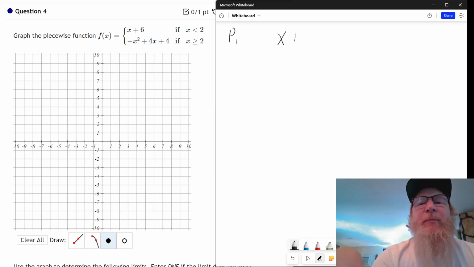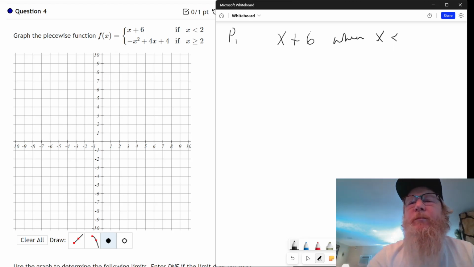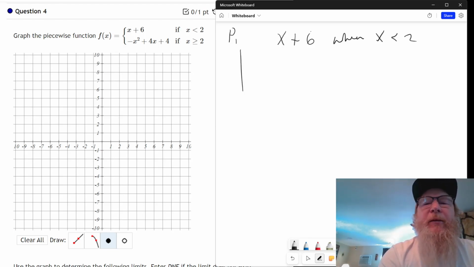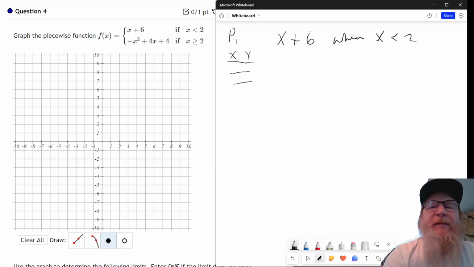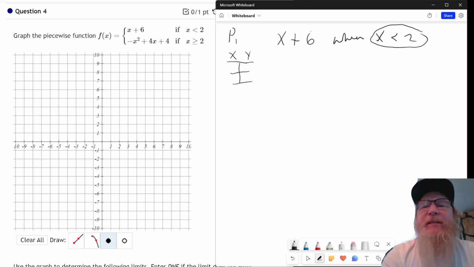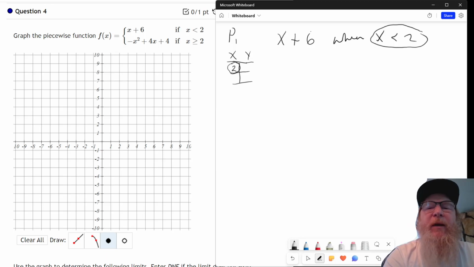So that'll be x plus 6 when x is less than 2. And we'll make a little table of values. We only need to plot 2 points for each piece. Now remember, this is x is less than 2, so this will be an open hole at 2. I just put a little circle around the 2 to remind me it's an open hole.